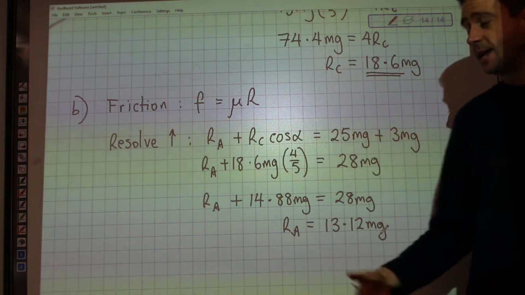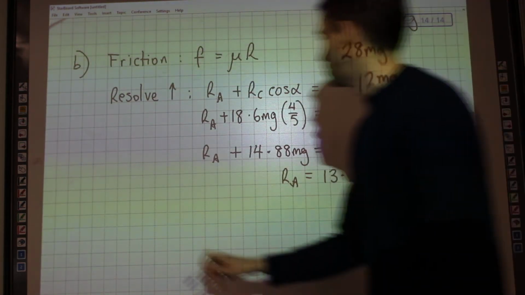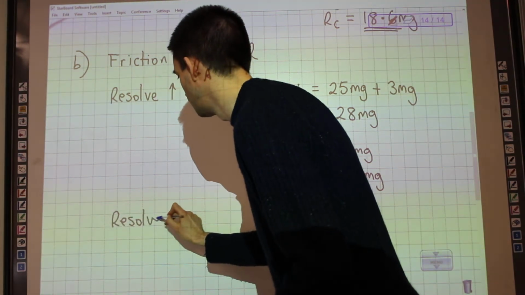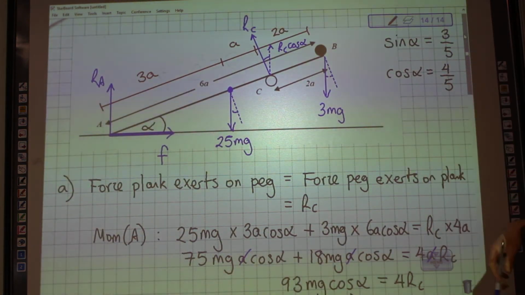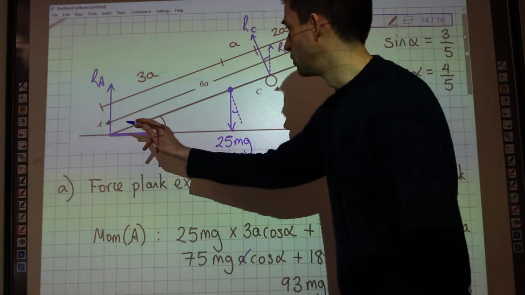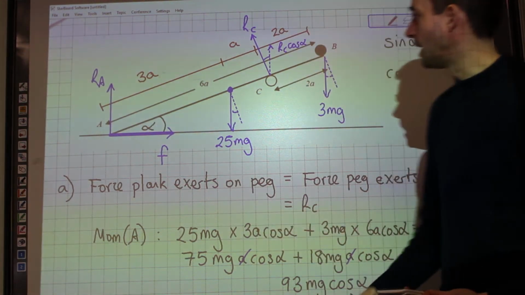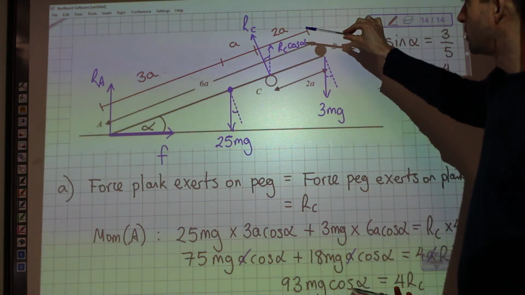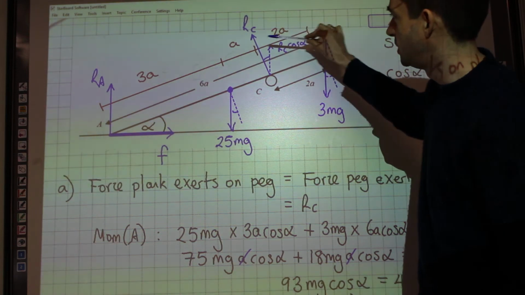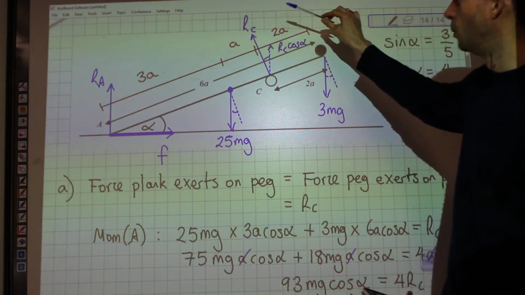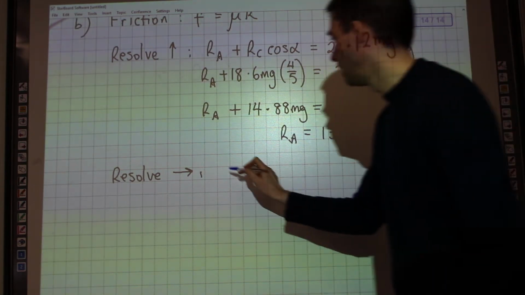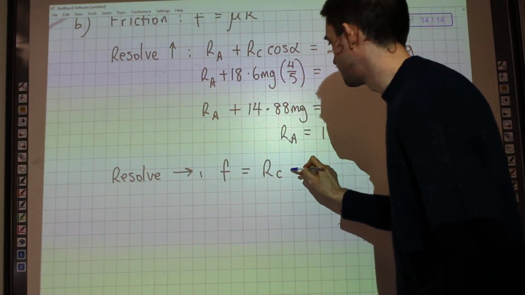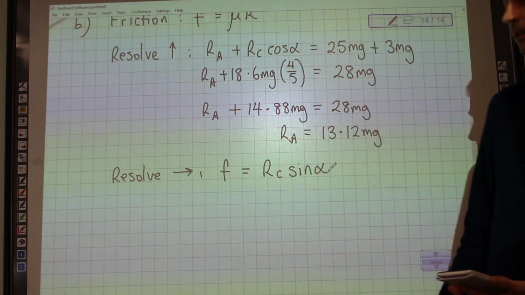What I now need is the friction at A, and I can work out mu from there. So to work out the friction at A, I'm going to be resolving horizontally, looking at all the forces that are acting horizontally in the system. So we look at this and we think, okay, acting to the right is just the frictional force, and acting to the left is just the reaction at C horizontal component, which is going to be RC sine alpha. So what I have for this situation here, I have that the friction equals RC sine alpha.